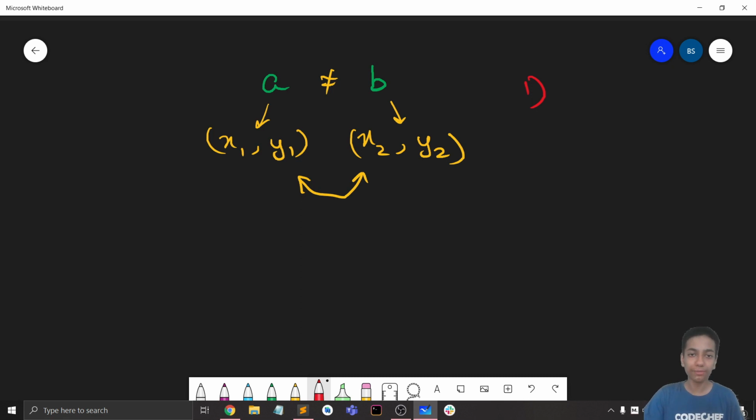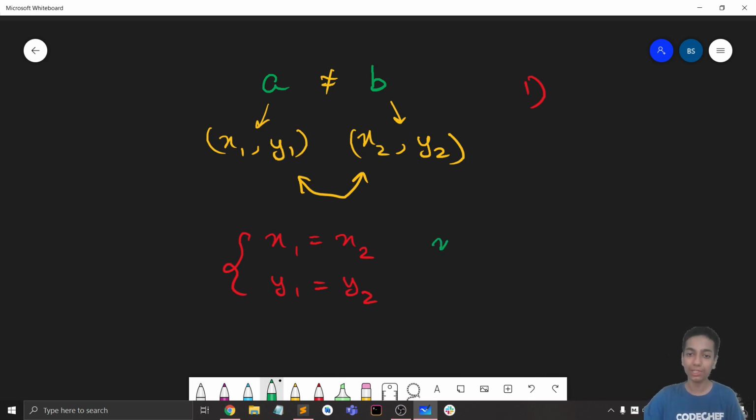If they are equal, then we can say that x1 equals x2 and y1 equals y2. Let us remind ourselves, when are two points exactly the same? Two points are congruent if the x coordinate matches and the y coordinate also matches. More formally, these two conditions must hold: the x coordinate is the same, and the y coordinate is the same. And by basic mathematics, let's solve this further.